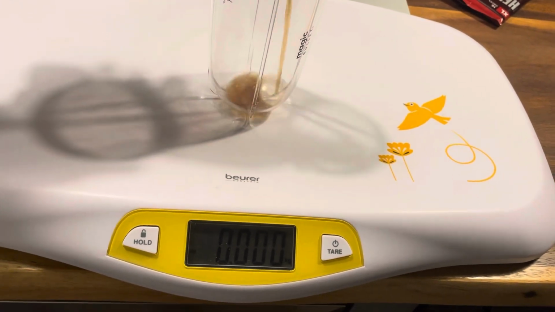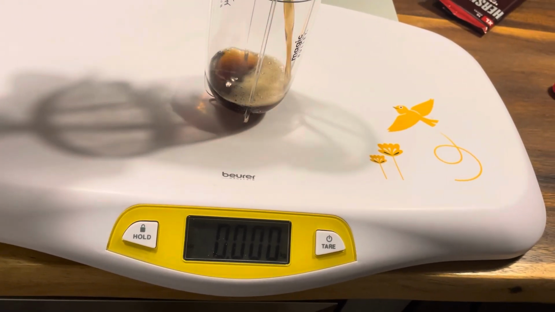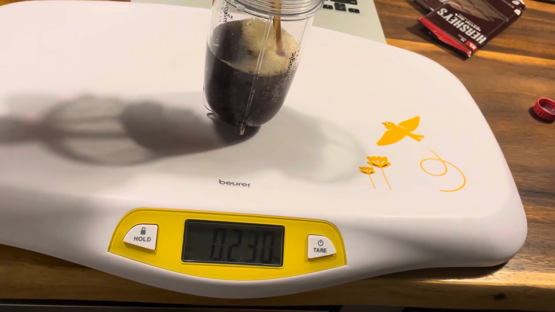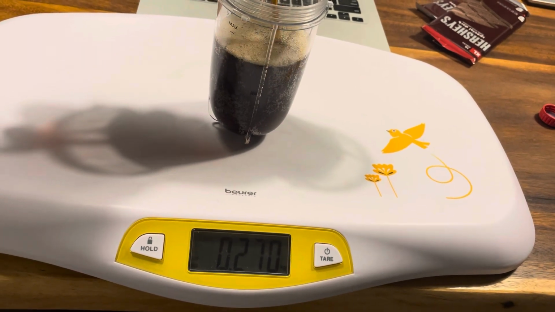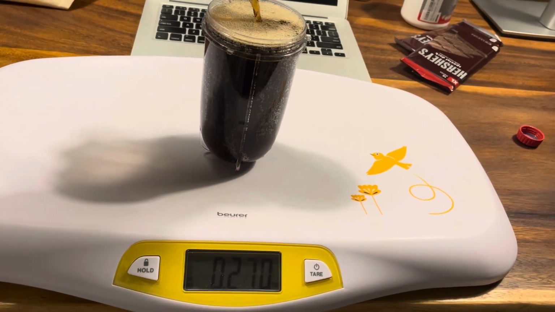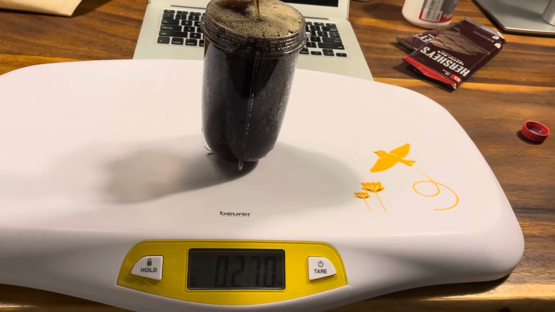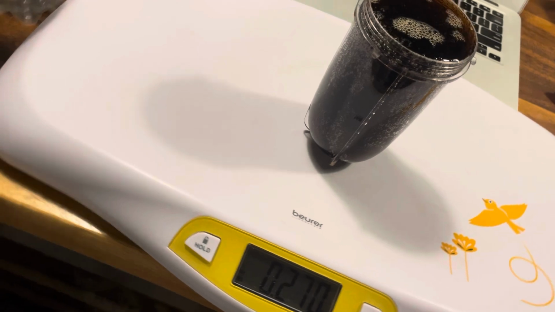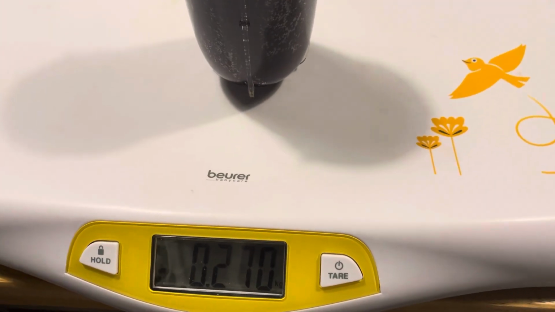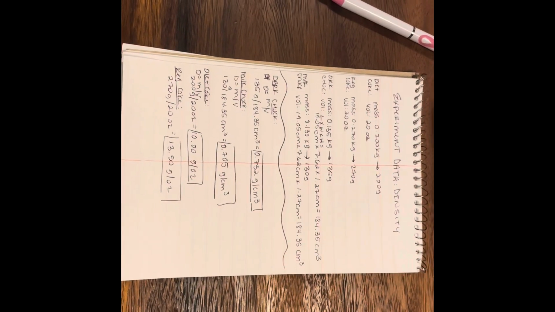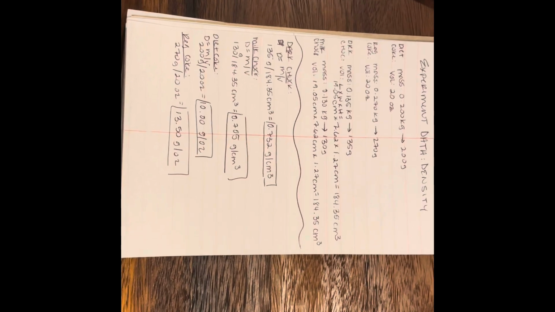All right, and round 2, we're going to go ahead and tare our scale and do our regular Coke next. All right, that is our regular Coke, and we are at 0.27 kilograms.